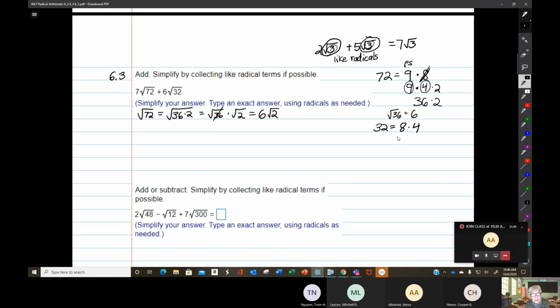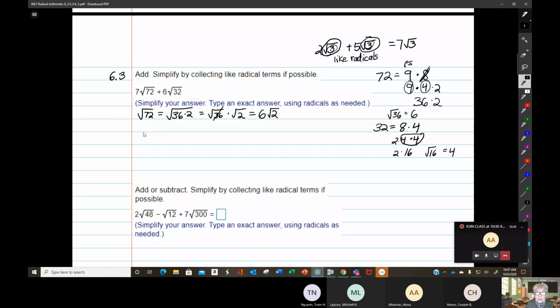But 8 equals 2 times 4, and 4 is a perfect square. So 8 is 2 times 4, and then there's times 4. 2 times 4 times 4 equals 32. But 4 times 4 is a perfect square. It's 16, and the square root of 16 is 4.